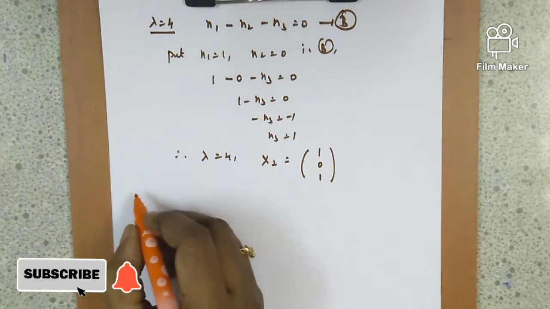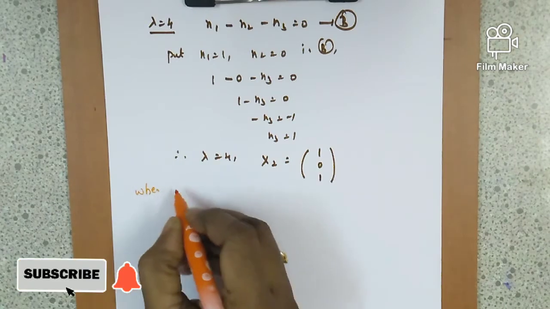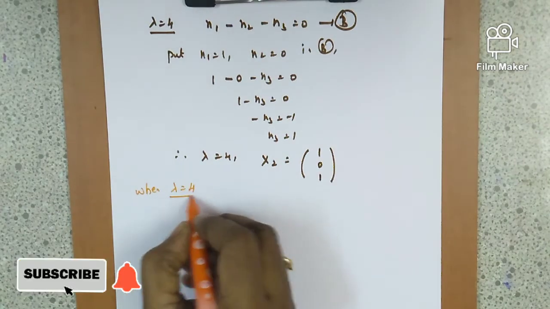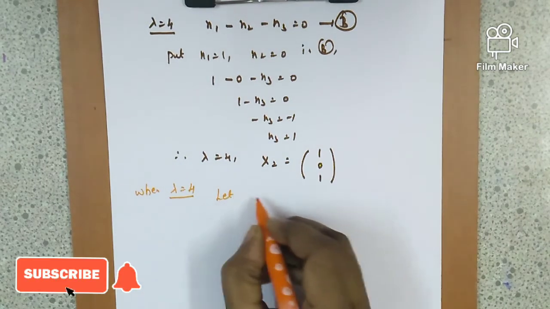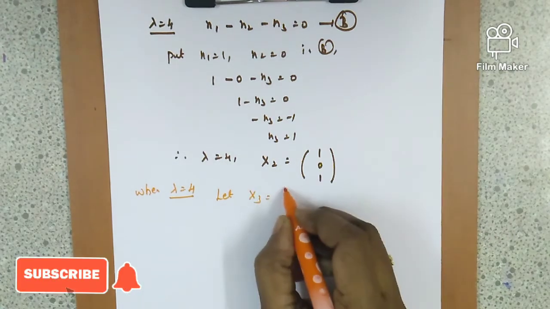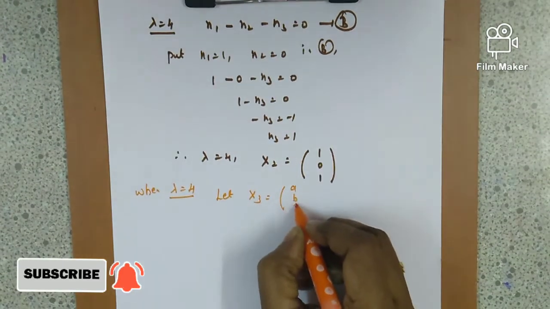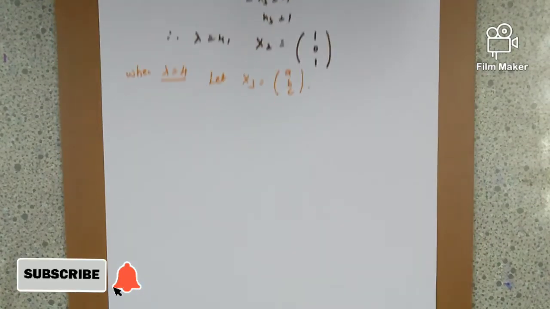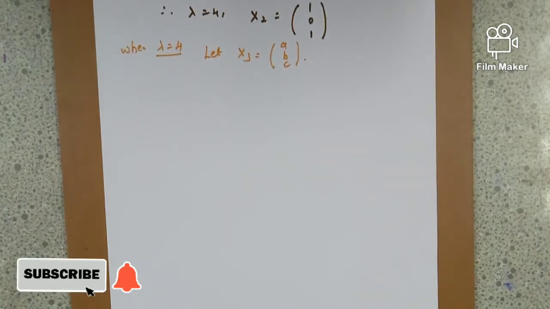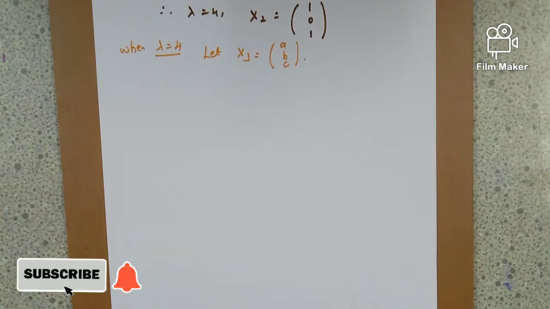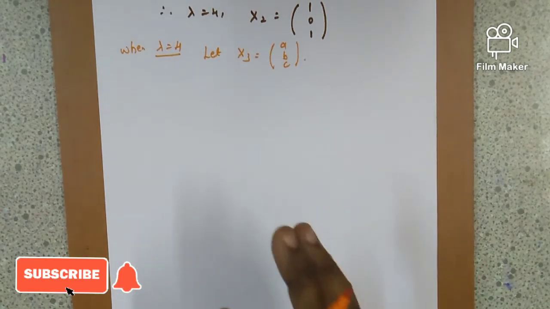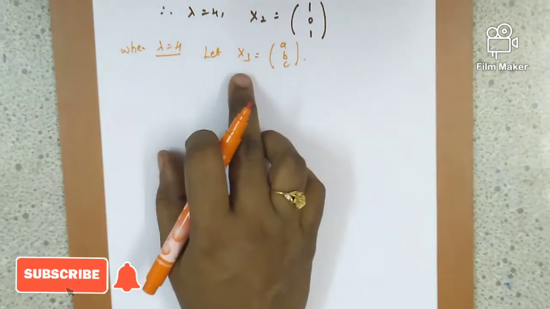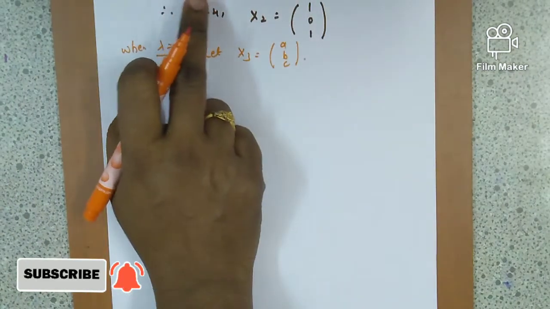When lambda equal to 4, let our last eigenvector x3 be a, b, c. Okay. So here we are going to prove that the vectors are orthogonal. That means we have to verify the orthogonal property. So here we have taken x3 as a, b, c. This x3 is orthogonal to x2.